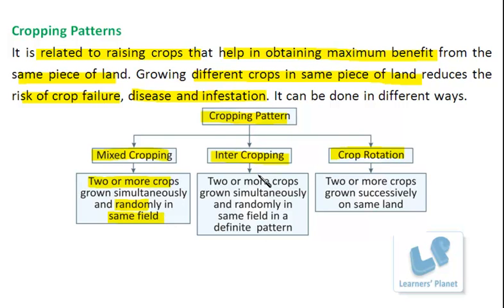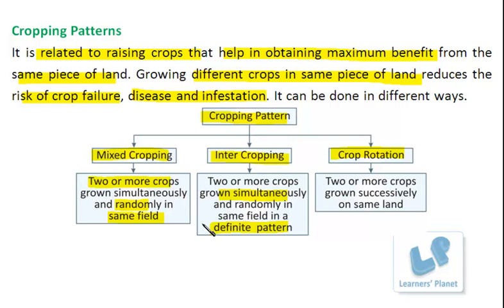Then comes intercropping. Now this intercropping is similar to mixed cropping. The difference is that in this case, the crops are of course grown simultaneously but in a definite pattern. There are rows which are maintained. See, in mixed cropping, what will happen? Can you think of the disadvantage? The crop which is harvested at the end will get mixed up, isn't it? So that will increase the effort needed to separate the different crops. And of course, such intermixing can be prevented if intercropping is followed.